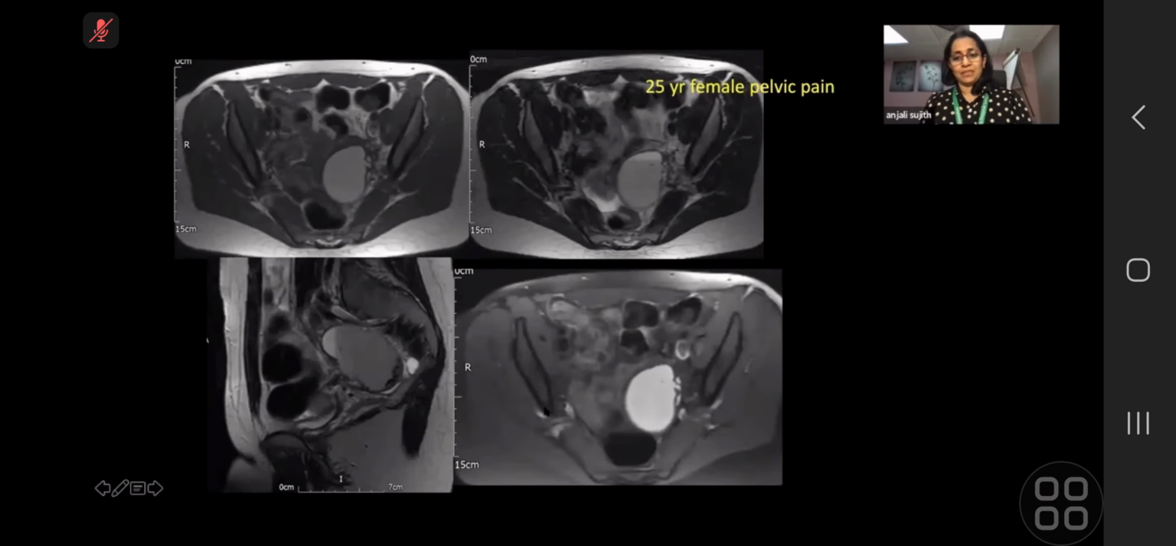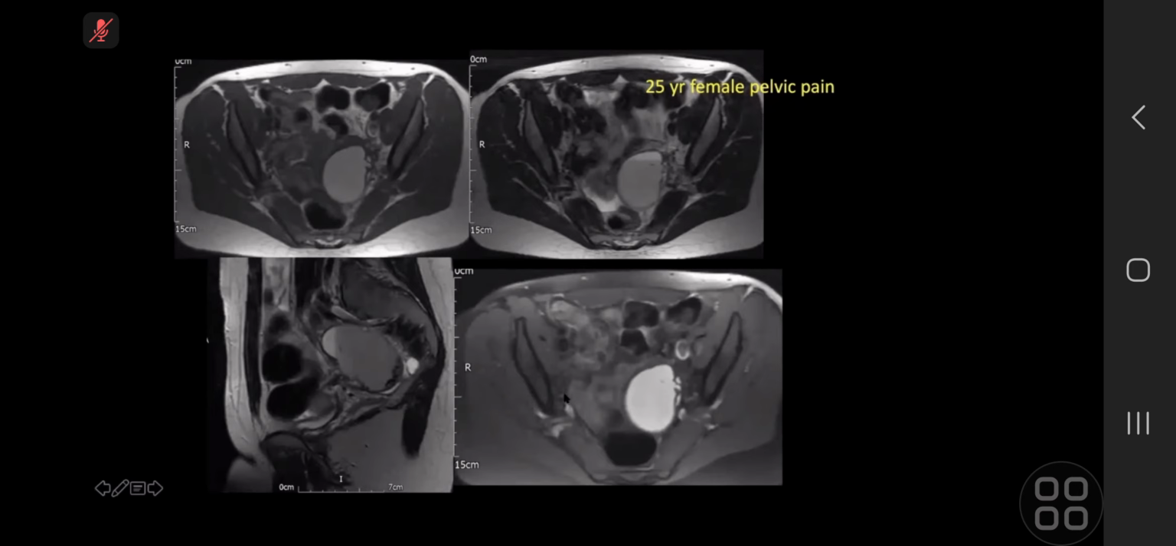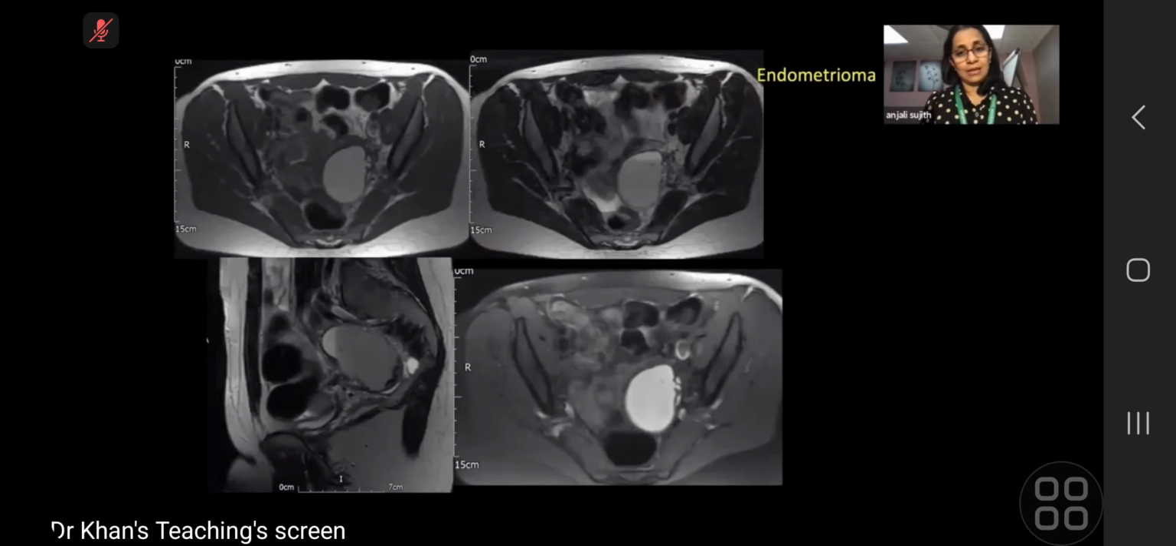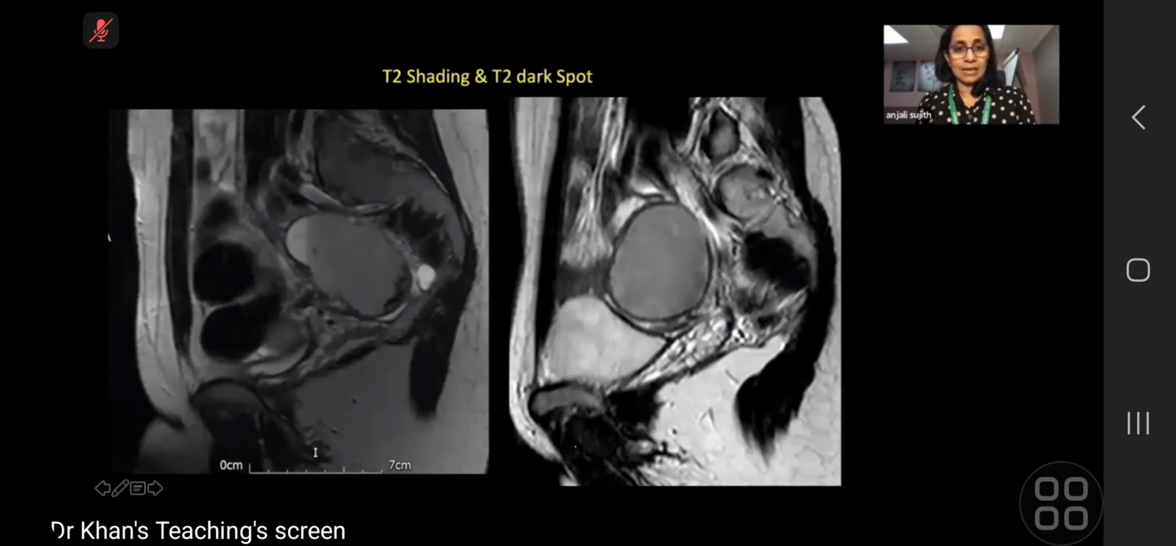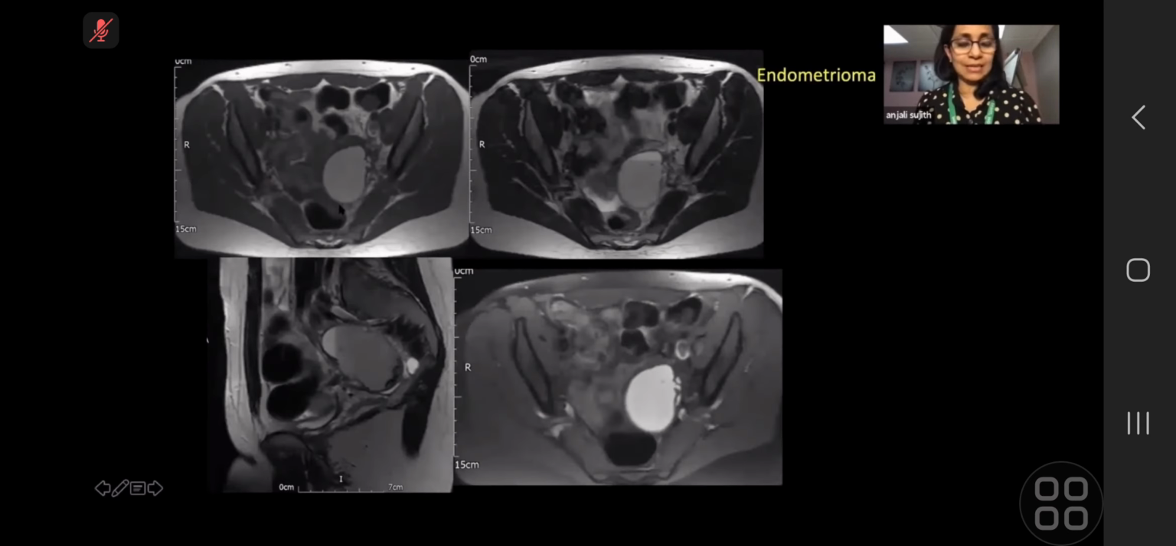So here you go. Now, in the fat saturated image, the signal is high, so it is not fat but slightly blood, and this will be in keeping with an endometrioma. Good. So this is an endometrioma. So let me go back to the slides.